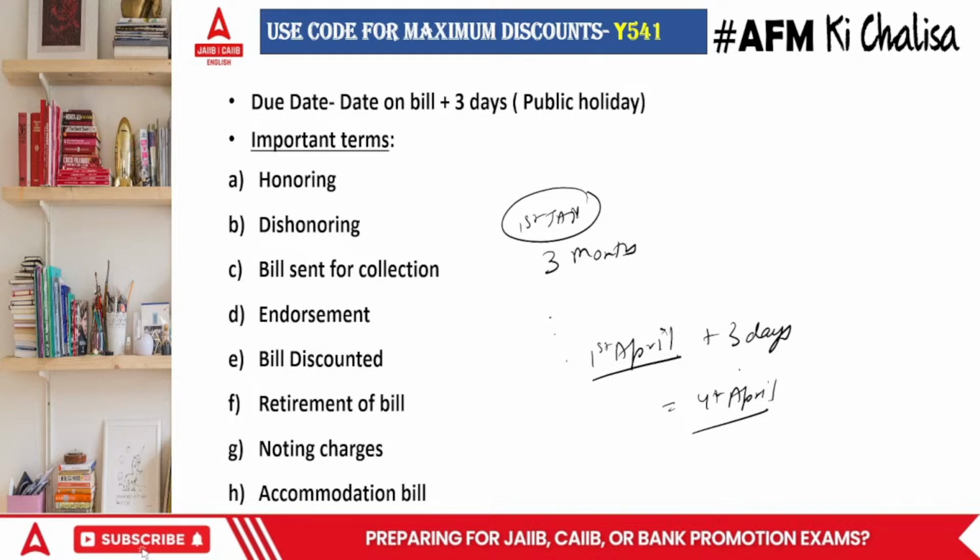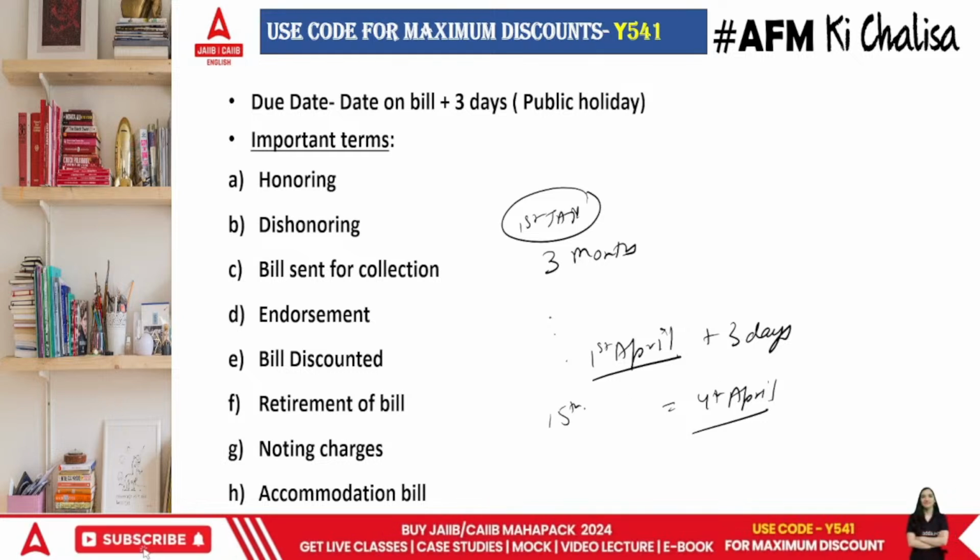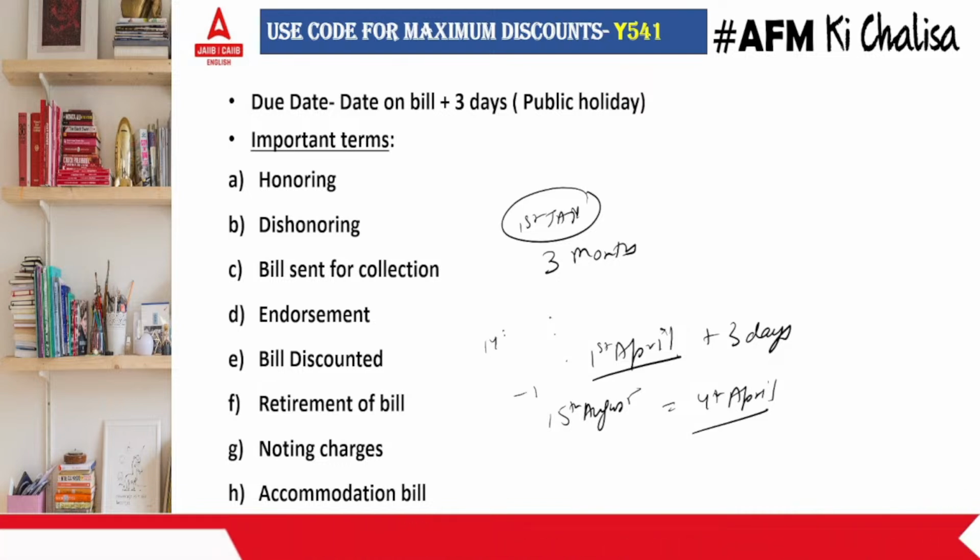If it's a public holiday, for example, if the due date is on 15th of August, then do a minus 1, everyone. It should be 14th of August.